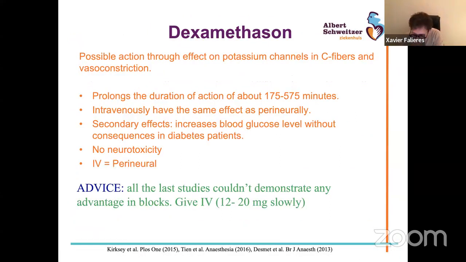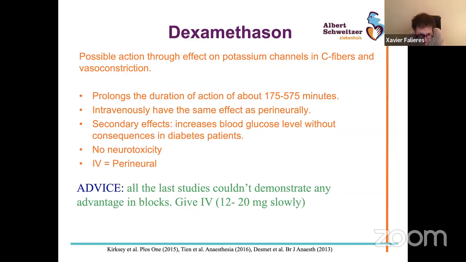Dexamethasone is a very long debate. I reviewed the latest literature about it two to three weeks ago. I was a big adept of dexamethasone in blocks, but I would say definitely it doesn't have any advantages compared to intravenous, so the same effect. I used to say you always have to give it perineural, but no, it's not neurotoxic, and IV has the same effect as perineural.